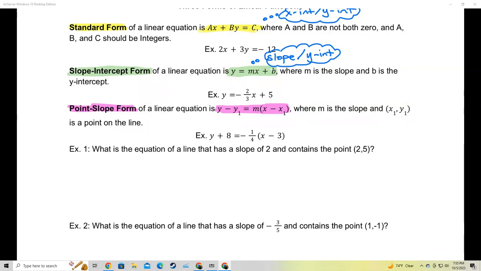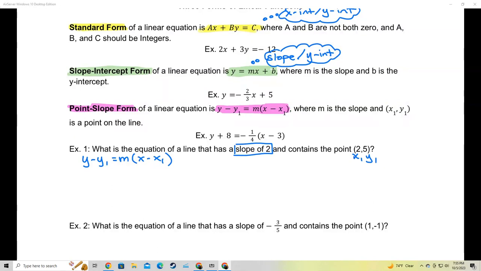So first, let's just get a regular equation going. I know that my formula for point slope is y minus y1 is equal to m times parentheses x minus x1. And what did they give me? Well, they told me that the slope is 2. And they told me that I have this point 2 comma 5, which means this is going to be my first x and my first y.